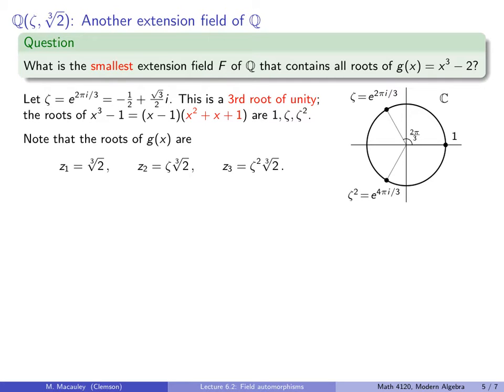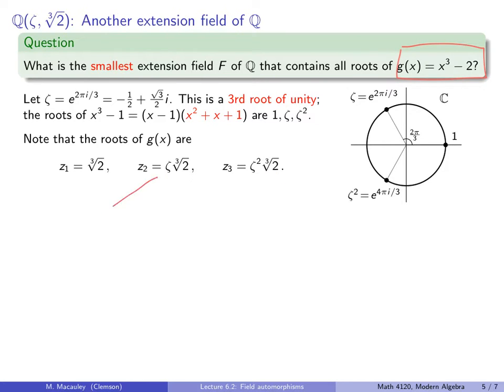Next, I want you to notice that the roots of g of x, this polynomial up here, x cubed minus 2, are the following. Well, first there's the real cube root of 2, then there's the cube root of 2 times zeta, and then there's the cube root of 2 times zeta squared.